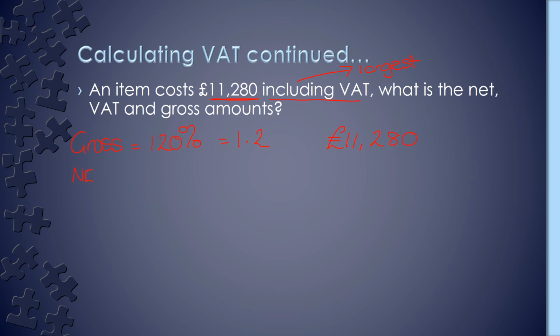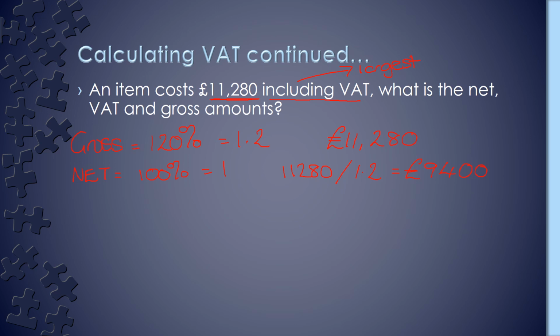So what's our net amount then? Our net amount, we only want 100%, 1. So we're going to do 11,280, we're going to divide it by 1.2. And when you do that calculation, I'll do it here with you as well, 11,280 divided by 1.2. And that gives 9,400.